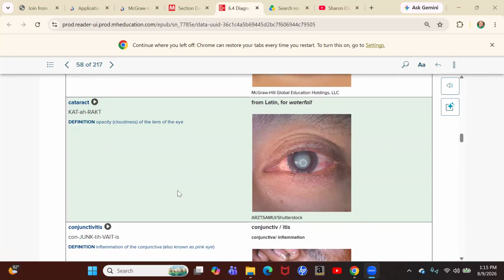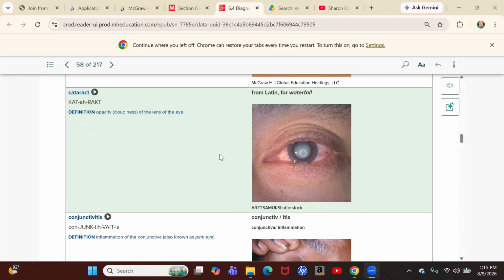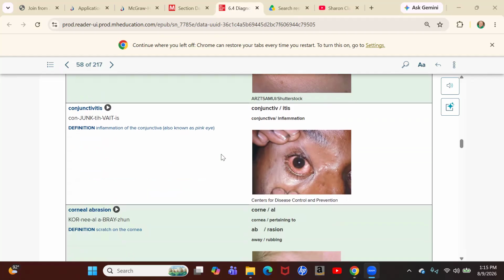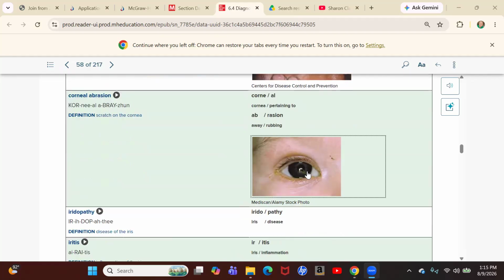Cataract, this is what our case study is on in this chapter. This is that cloudiness or the opaqueness of the lens. So we're going to look at our case study here in a second and how your patient suffered from that. Conjunctivitis, we've talked about.